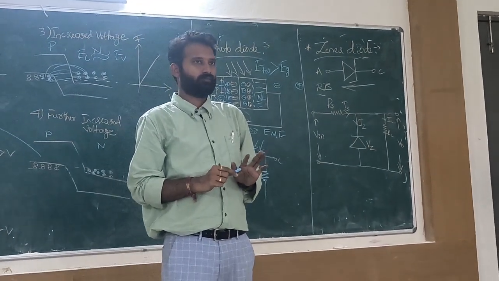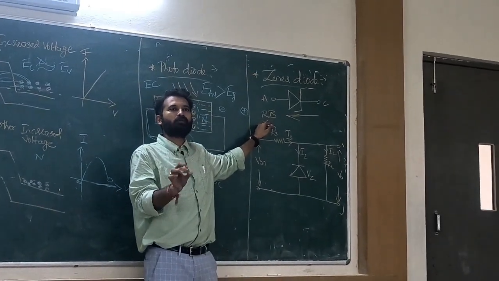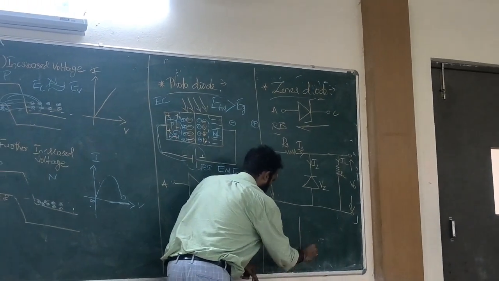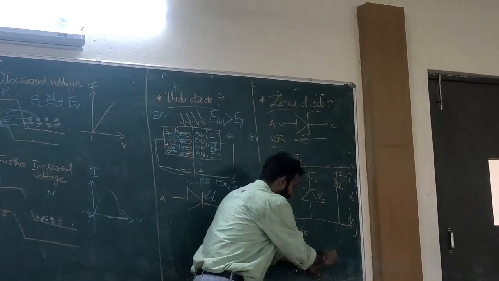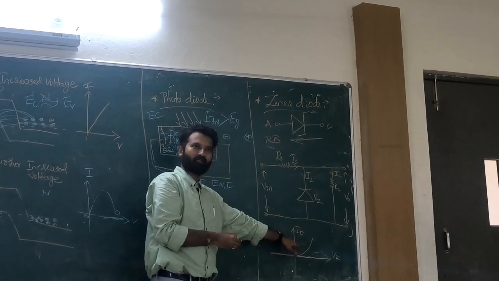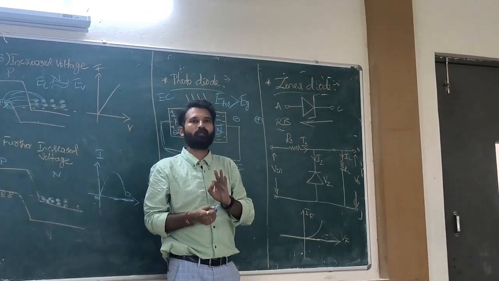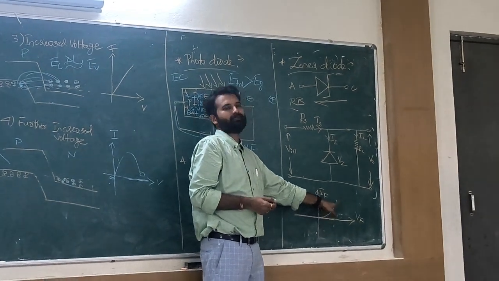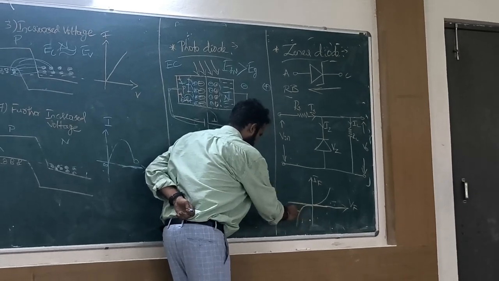Understandable? So under forward bias, it will behave like a normal PN junction diode. What happens to a normal PN junction diode under forward bias? This is your IF, this is your forward loop. What is the characteristic? Your current will increase like this. So the Zener diode just behaves like a normal PN junction diode under forward bias, and current increases rapidly. Under reverse bias condition, it has two cases.